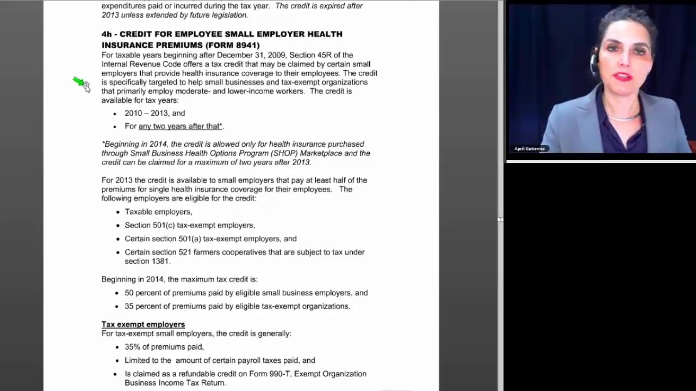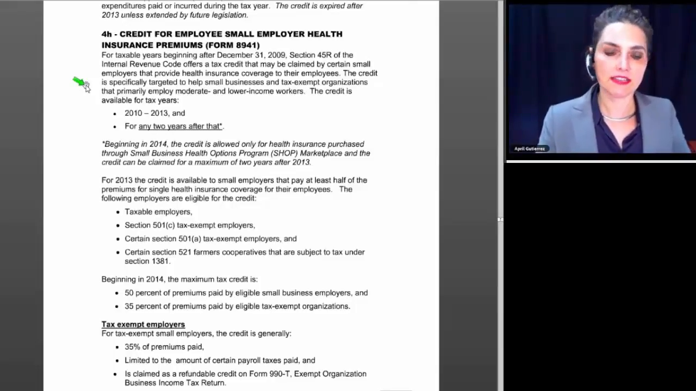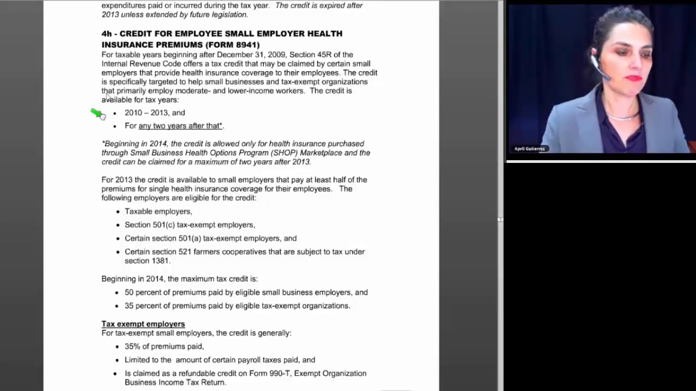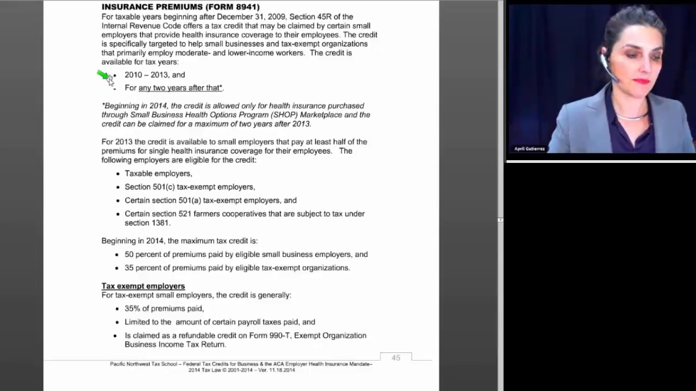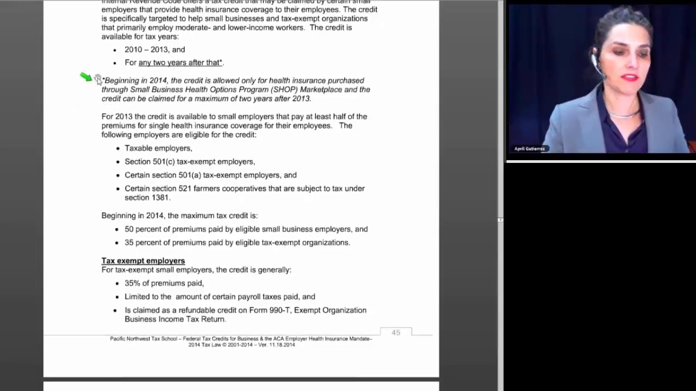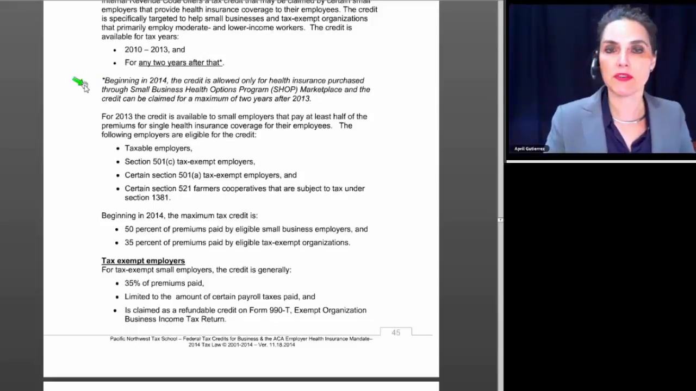The credit is specifically targeted to help small businesses and tax-exempt organizations that primarily employ moderate and low-income workers. The credit is available for tax years 2010 through 2013, plus for any 2 years after that. Beginning in 2014, the credit is allowed only for health insurance purchased through the Small Business Health Options program called SHOP. And the credit can be claimed for a maximum of 2 years after 2013.